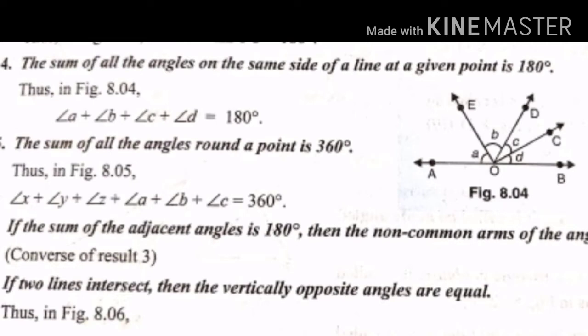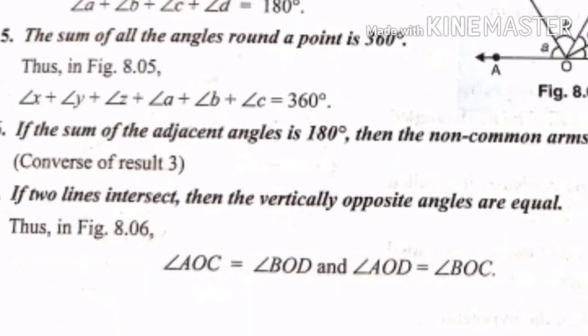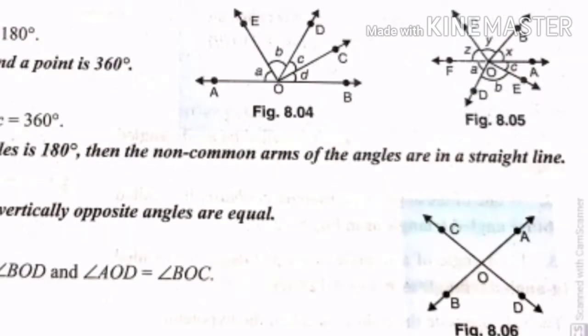If two lines intersect, then the vertically opposite angles are always equal. That also we know, that if two lines AB and CD are there, they form four angles, but the opposite angles so formed are always equal in measure. Here you can see that angle AOC is equal to angle BOD and angle AOD is equal to angle BOC. They are forming opposite angles of two intersecting lines. Let us see the figure and understand. You can see figure number 8.04.